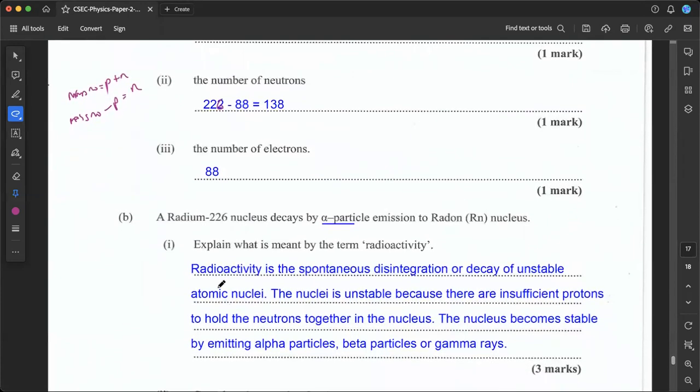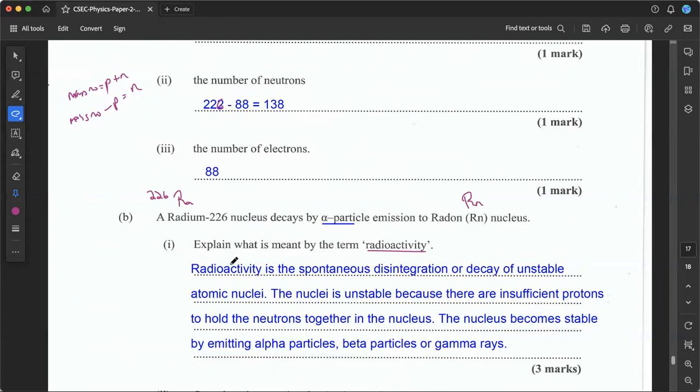Part B says that a radium-226 nucleus decays by alpha particle emission to a radon nucleus, right? So this is the symbol of radon, and radium was Ra, right? So we're going from Ra-226, and it has decayed by alpha emission to get us to this radon nucleus, okay? All right. So part I is saying, explain what is meant by the term radioactivity. What do we mean when we say that something is radioactive, right?